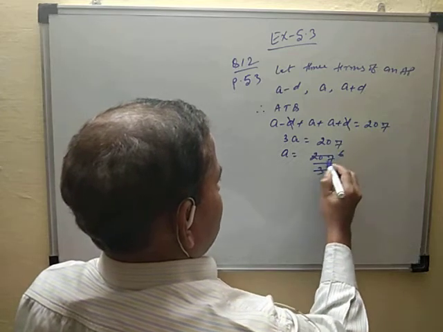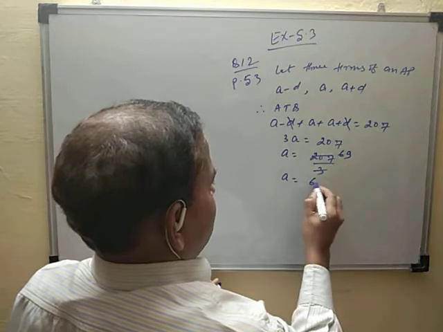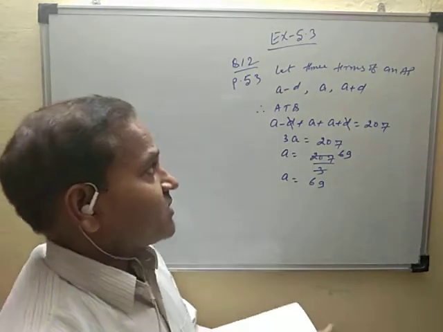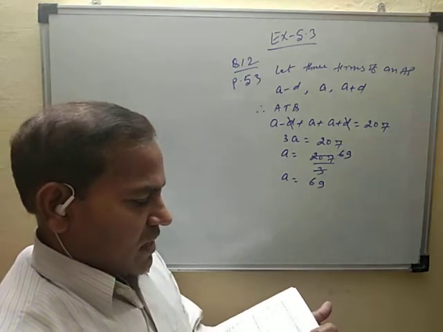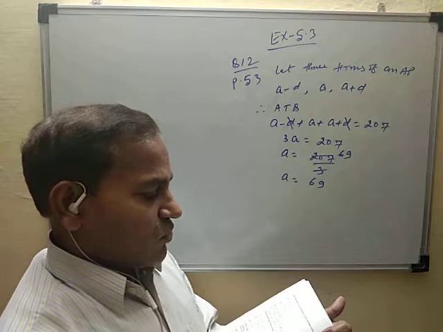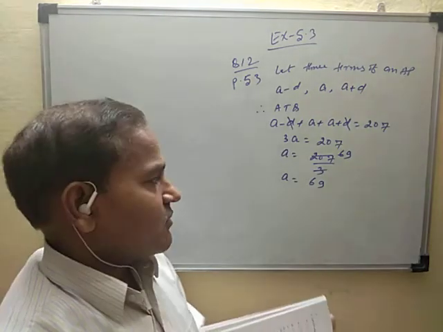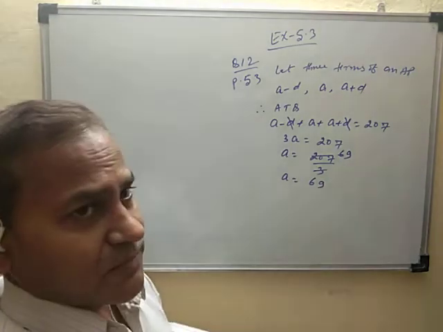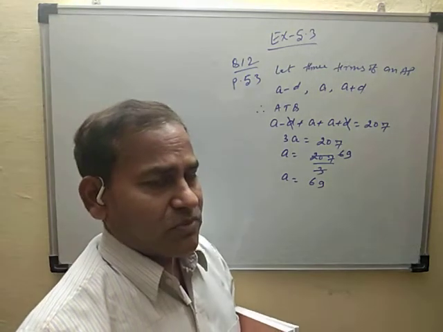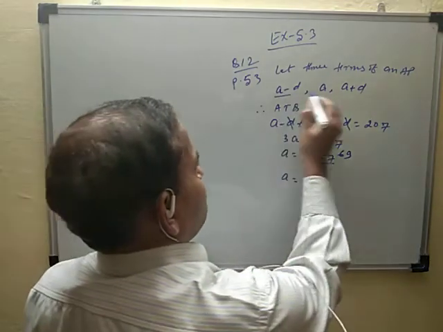So A is equal to 207 by 3. 3 sixes are 18, 3 nines are 27. So A is equal to 69. This is the A, that is the second term. And given the product of the 2 smaller parts is 4623. Which one is the smaller part? Suppose D is positive. Then these 2 are the smaller parts.